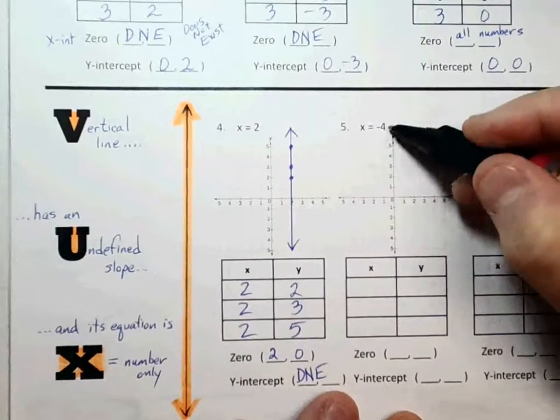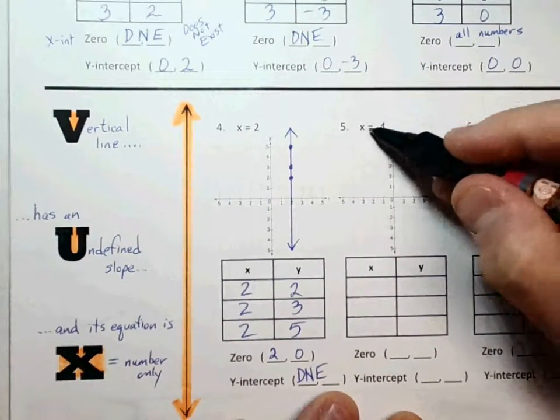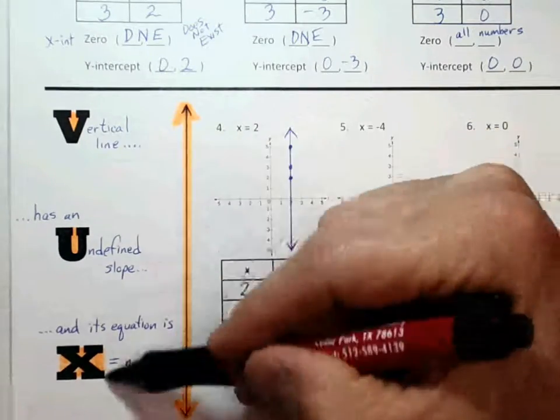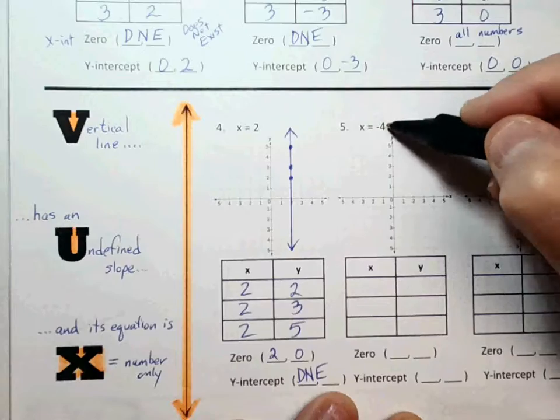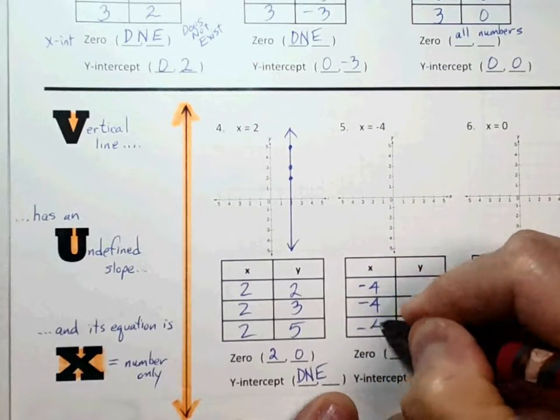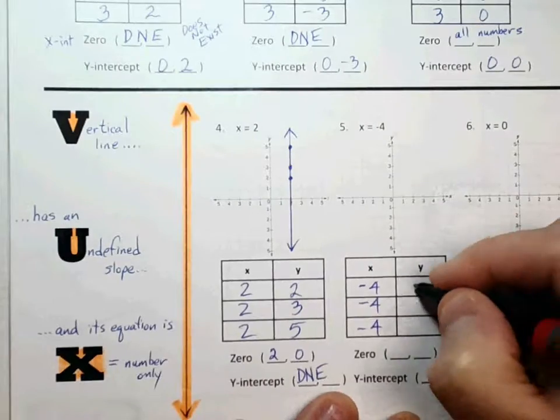Okay? This one right here, again, I notice I have an equation. It only has an x and a number. I should be thinking VUX. I'm going to have a vertical line. All my x's are -4. Pick any y's over here, doesn't matter.